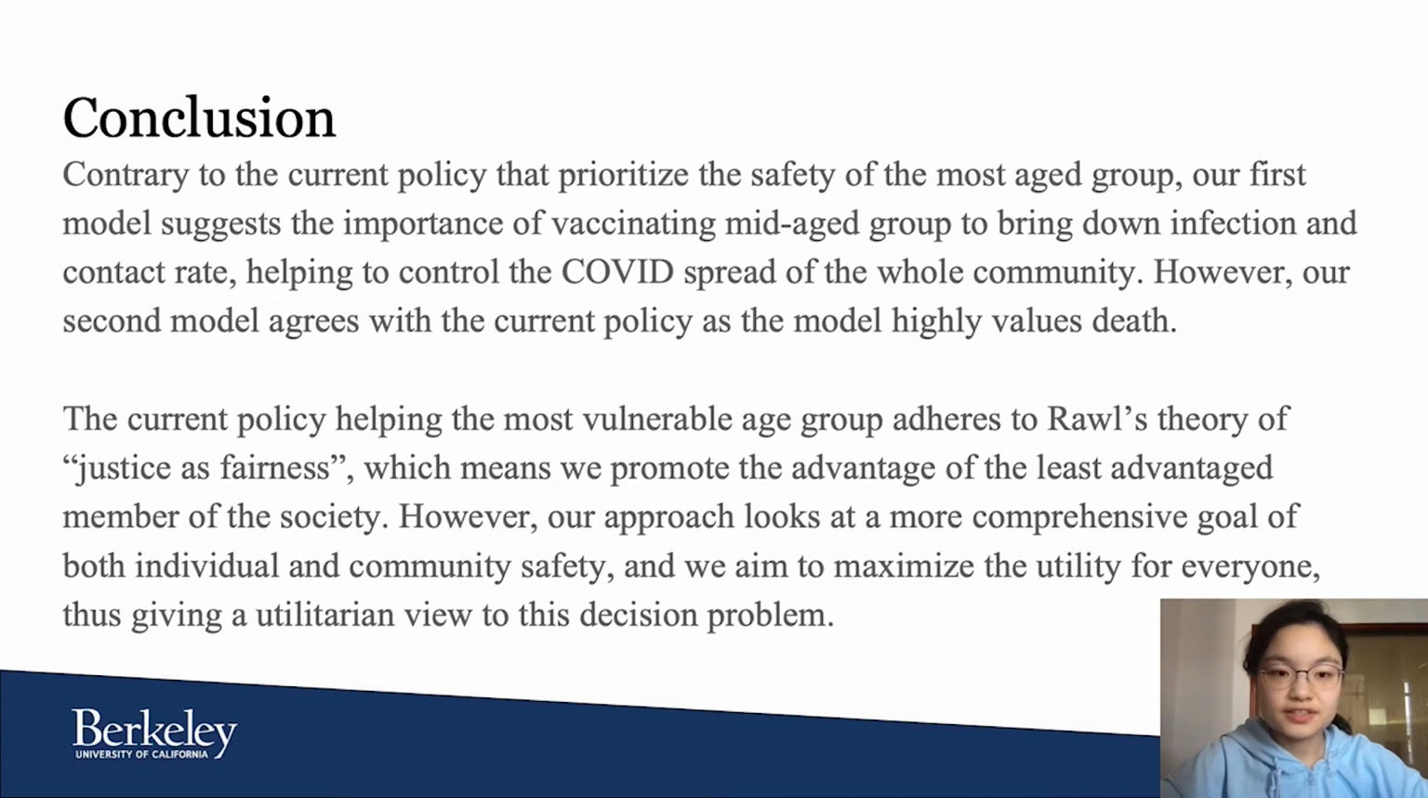The current policy helping the most vulnerable age group adheres to Rawls' theory of justice as fairness, which means we promote the advantage of the least advantaged member of society. However, our approach looks at a more comprehensive goal of both individual and community safety, and we aim to maximize the utility for everyone, thus giving a utilitarian view of this decision problem.